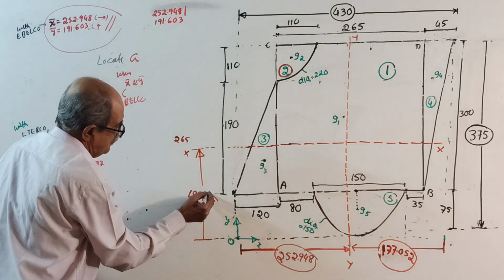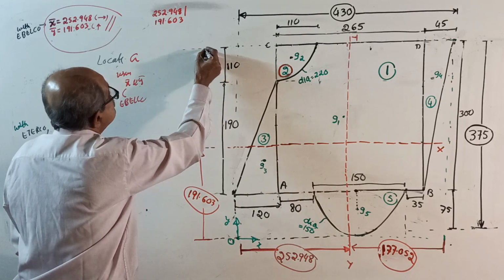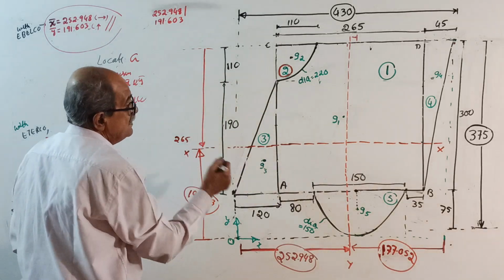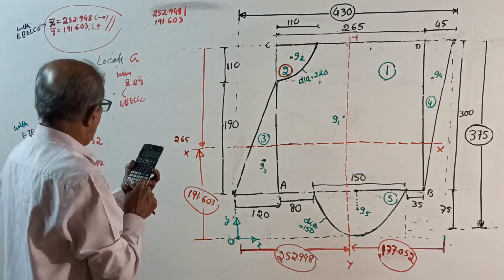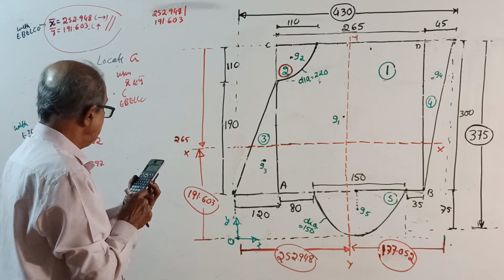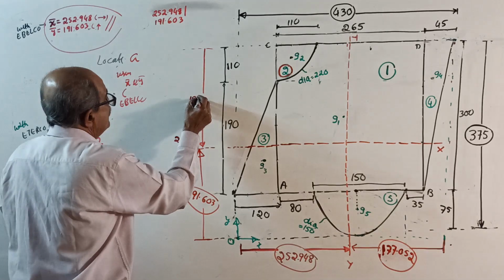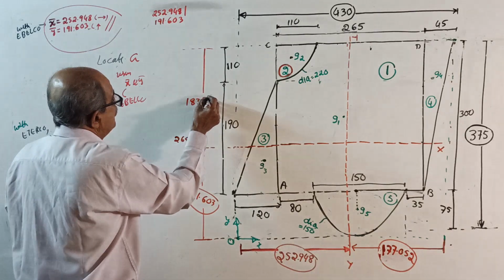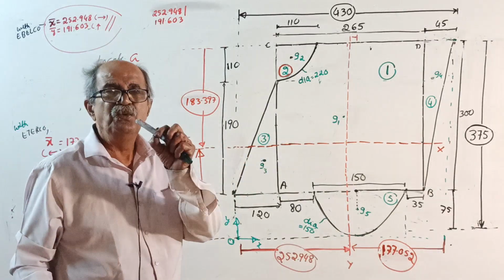191.603 is the value. Then from the top extreme end, I have got limited space for moment of inertia. I should manage. This distance is total 375. From 375 minus 191.603 is 183.397. A little out of scale. Actually, you do one thing. You mark everything in the drawing sheet to scale. Then beautifully it will come.